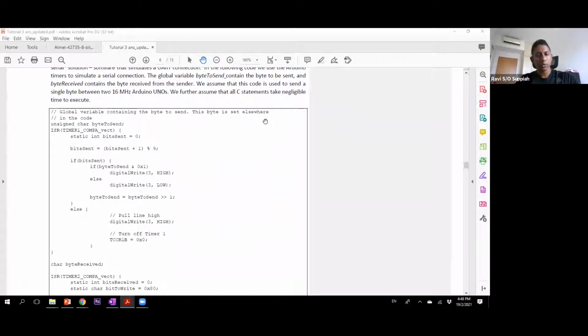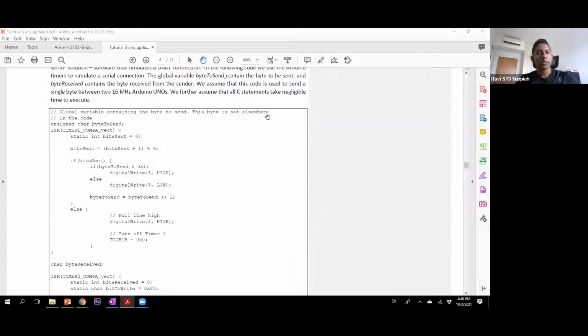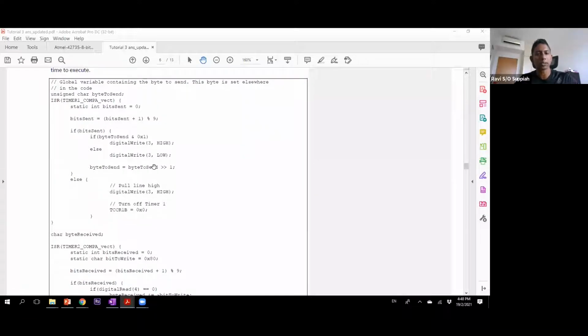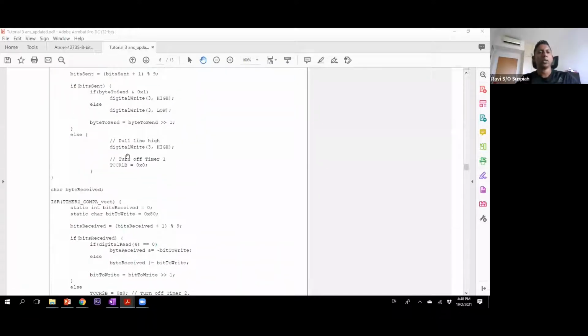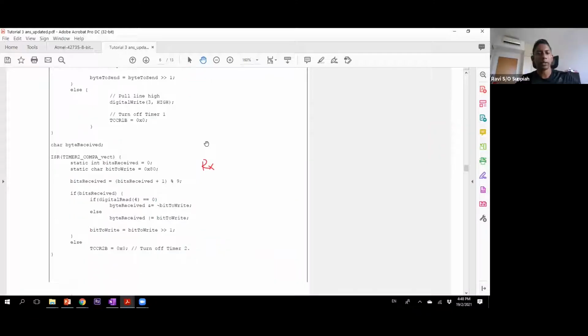Okay, so question two is quite a lot of code here. In this question, you are told that you are implementing a soft serial. This soft serial is basically you trying to mimic the behavior of the UART using software. So that is what this code is trying to do. You have 2 interrupts, timer 1 and timer 2. Timer 1 here is to do the transmit, and timer 2 here is to do the receive.